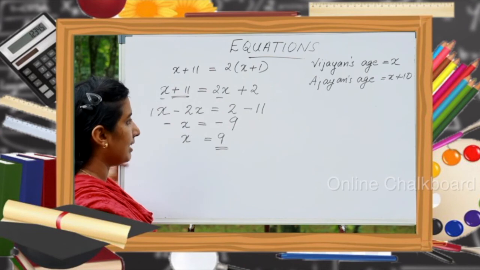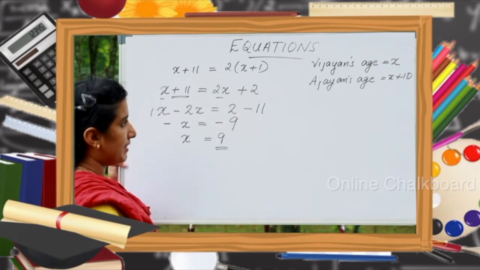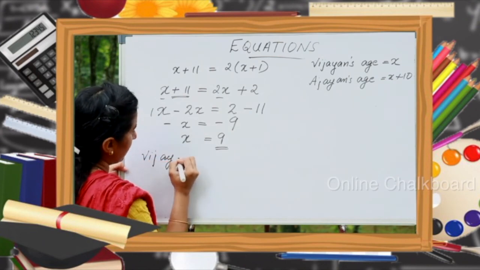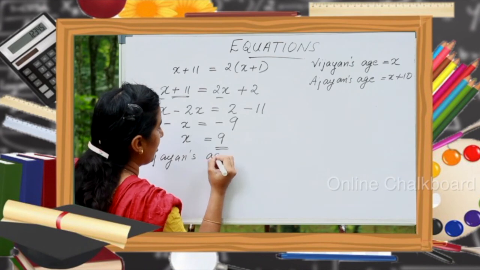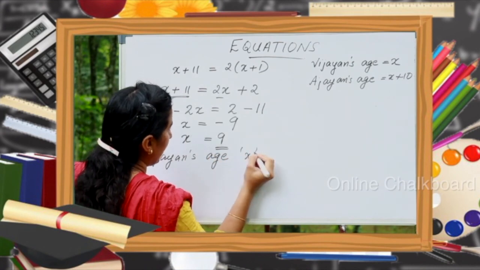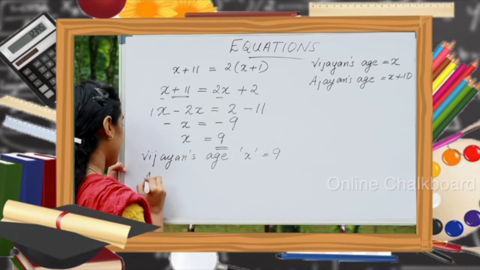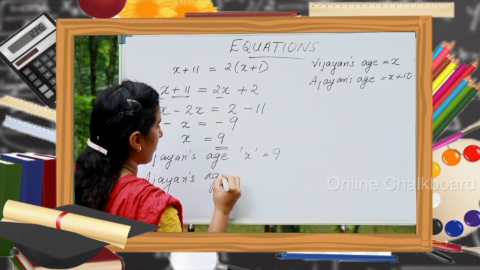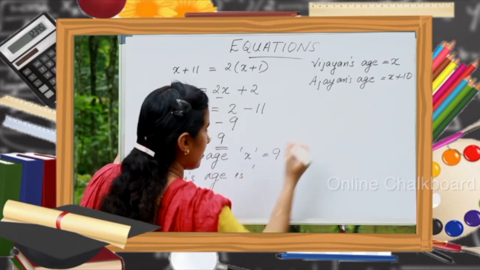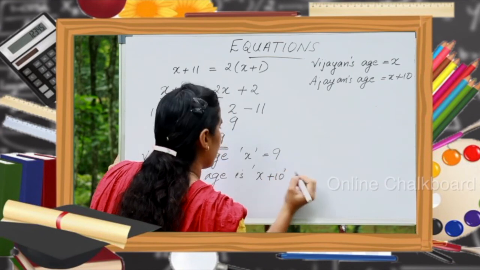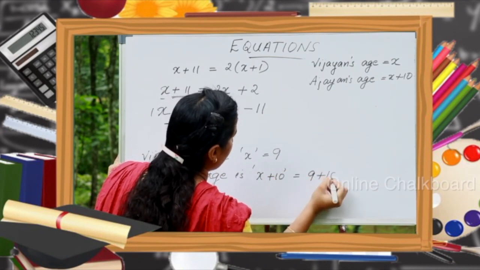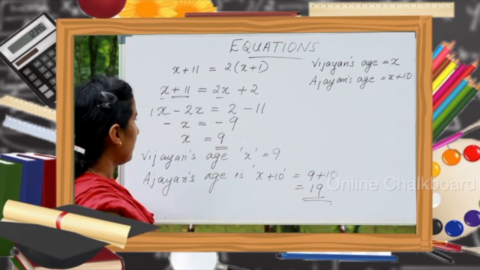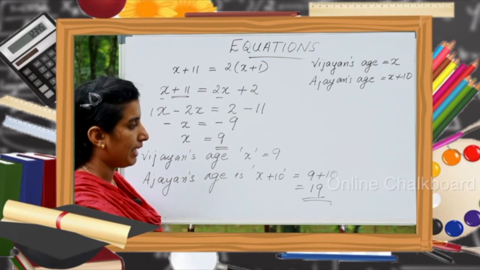What is x? It is Vijayan's age. So Vijayan's age is 9, and Ajayan's age is x plus 10, that is 9 plus 10, which is equal to 19. Now, these are Vijayan's and Ajayan's ages.